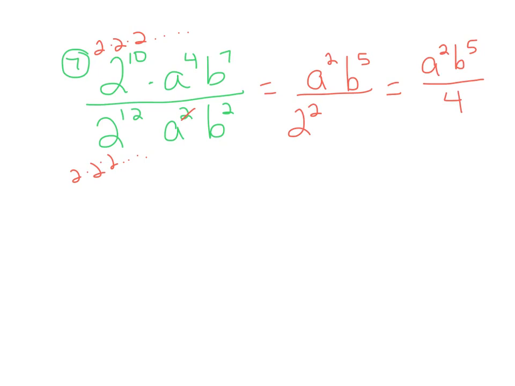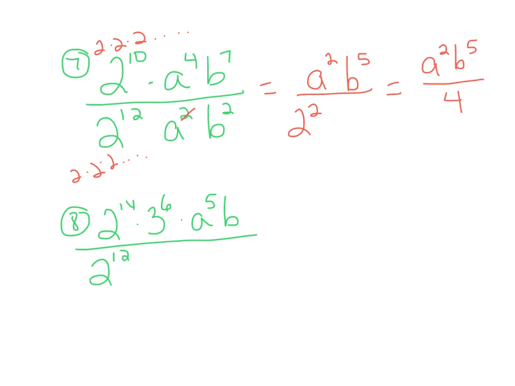Okay. Now, what if I throw in an extra number? So let's try this one. Let's go 2 to the 14th times 3 to the 6th times a to the 5th times b over 2 to the 12th, 3 to the 5th, a to the 2nd, and that's it. Let's just leave it at that. All right, hit pause, see what you can do, and then come back for an answer.